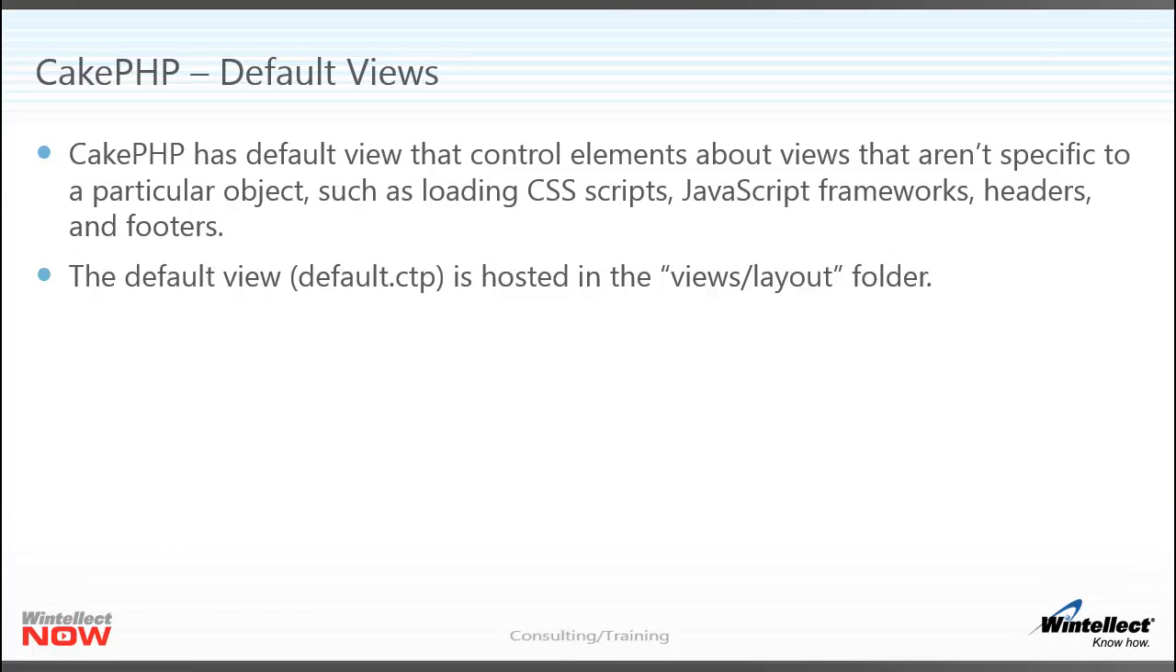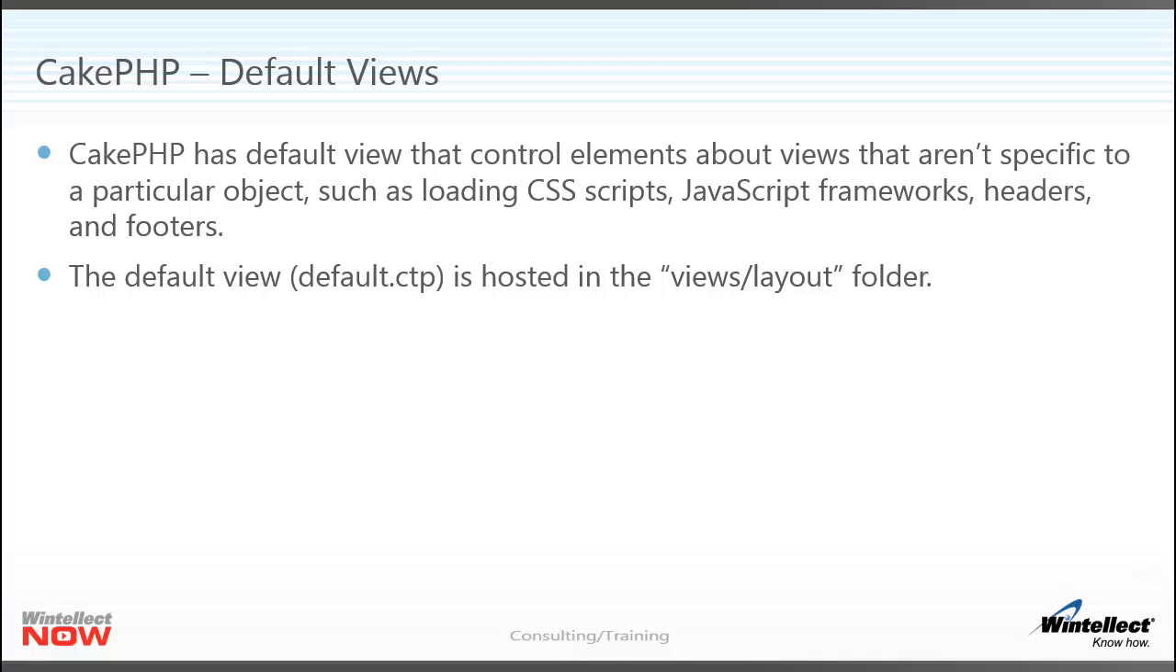CakePHP also has default views, and what I mean by default views is everything that's not particular to a particular object. So in the last slide we saw stuff that related to a photos object. We had name, description, and then maybe the binary data represented in that view. But if I wanted something that dealt with the header, or the footer, or something to load CSS or JavaScript, I'm not going to include that in my photo specific view. So what I have to do to load that kind of stuff is have a default view. Those are housed in the views layout folder, and the default view is called default.ctp.